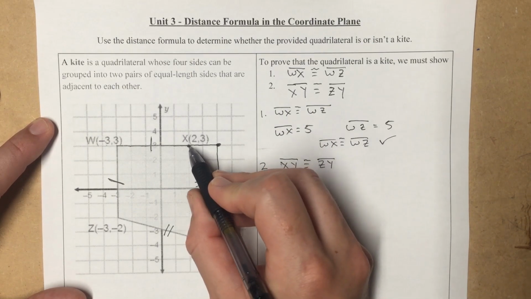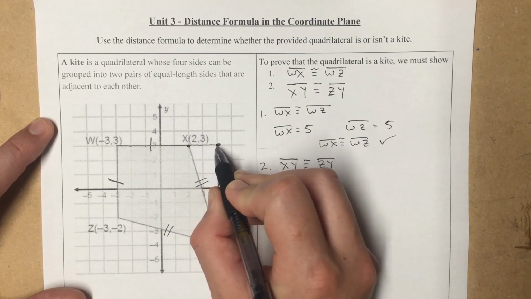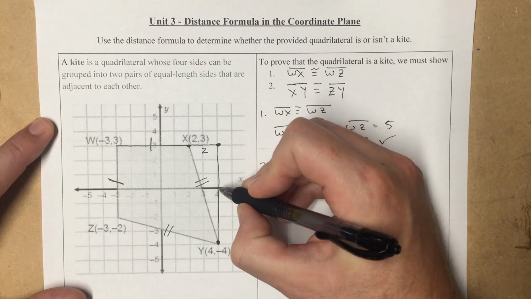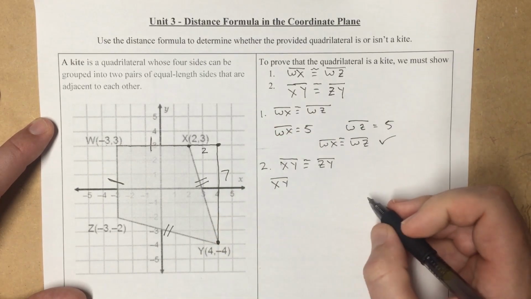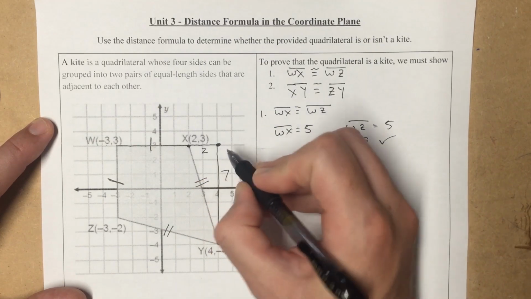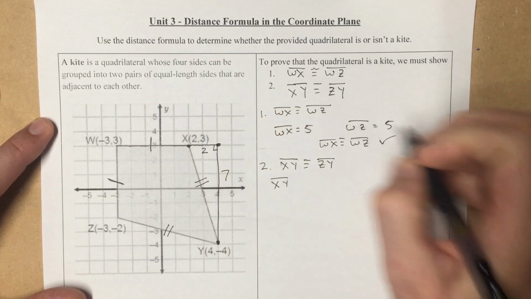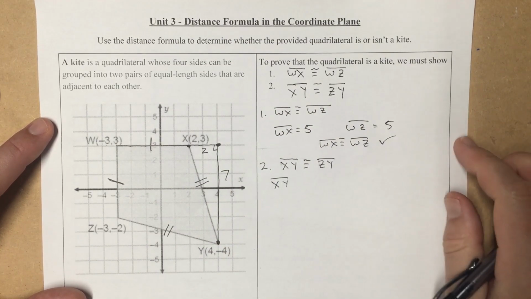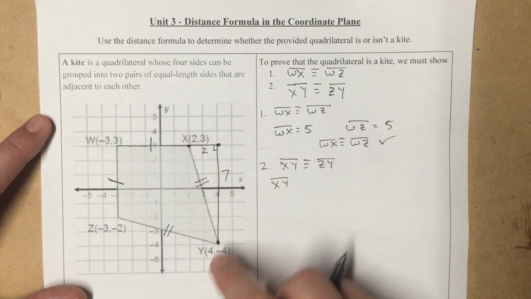This right triangle has side length 1, 2. So this has 2, and this has 1, 2, 3, 4, 5, 6, 7. So this side length is 2, this side length is 7, and this is a right triangle. I'll draw the little right angle in there. What we're going to do is use the Pythagorean theorem to find this distance right here.